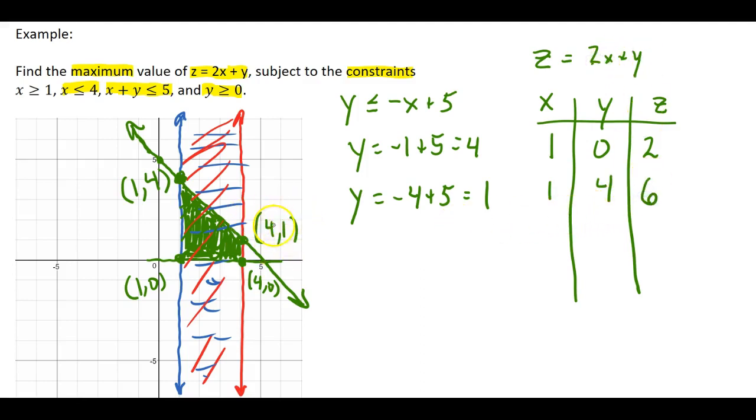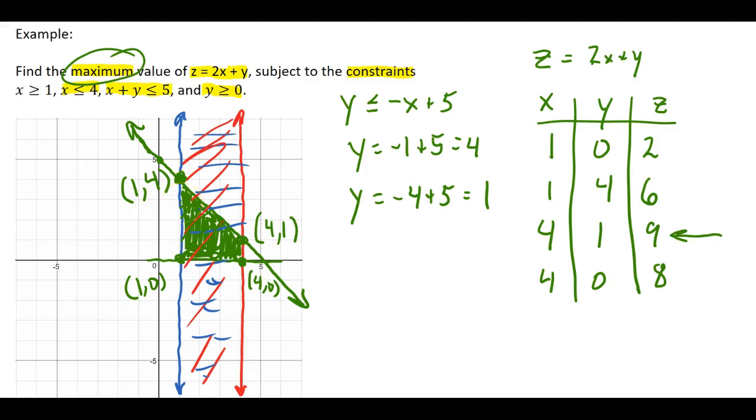Let's plug in 4, 1. So when x is 4 and y is 1, z is going to be 2 times 4, which is 8, plus 1, which is 9. And finally, we're going to plug in 4, 0, and that says that z will be 2 times 4, which is 8, plus 0, which is 8. And now all we need to do, since we want to maximize this, we pick the highest value of z. And so that's our maximum value subject to these constraints.